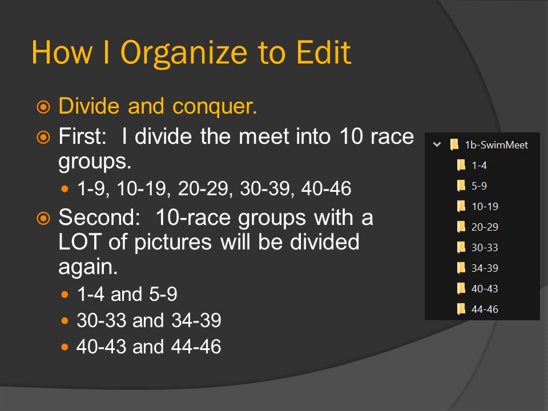Second step, a 10-race group with a lot of pictures, I'll divide it again. For instance, let's say events 1 through 9 is pretty big. So what I'll do is I'll cut it in half: events 1 through 4 and 5 through 9. Same thing with the 30s. I'll split it to 30 to 33 and 34 to 39.